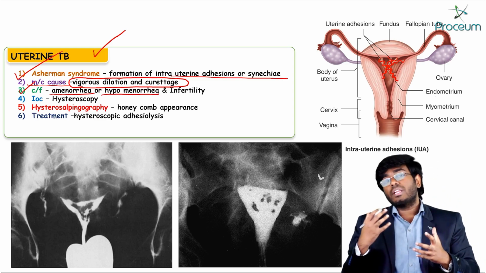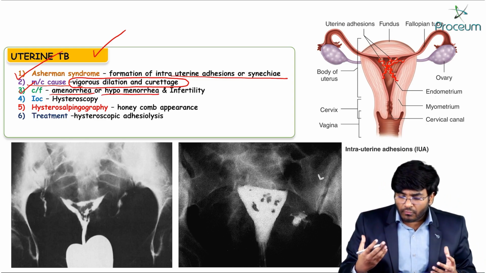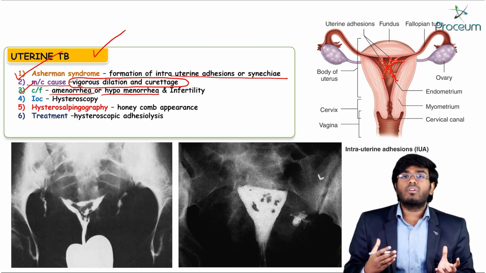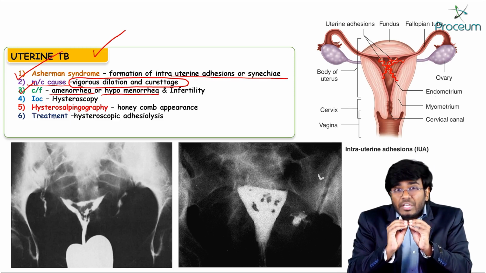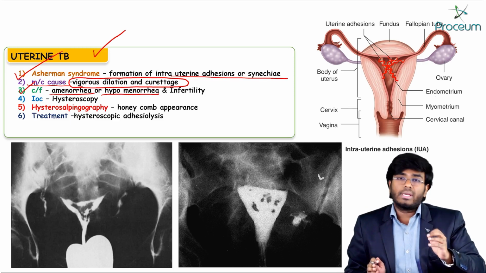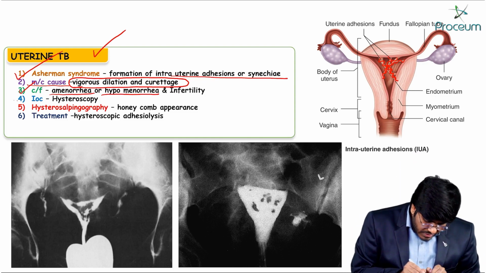Why? Because all that endometrium is lost. There are too many intrauterine adhesions. As she does not have a proper amount of endometrium, she can hypomenstruate or she cannot menstruate at all. That is amenorrhea. Now, what's the investigation of choice?